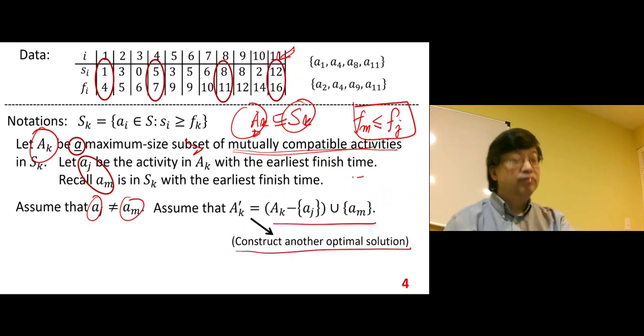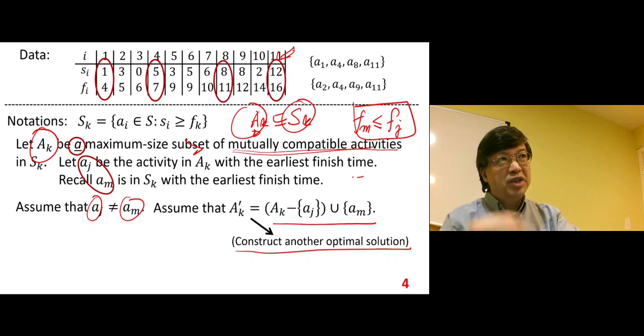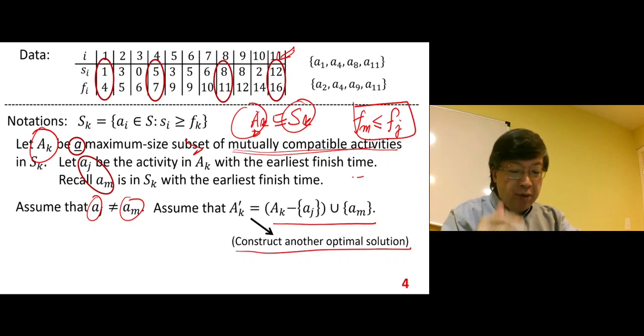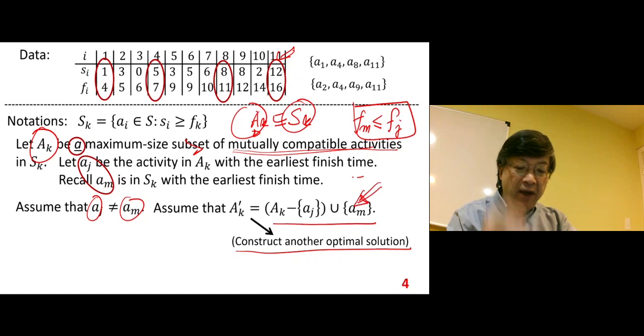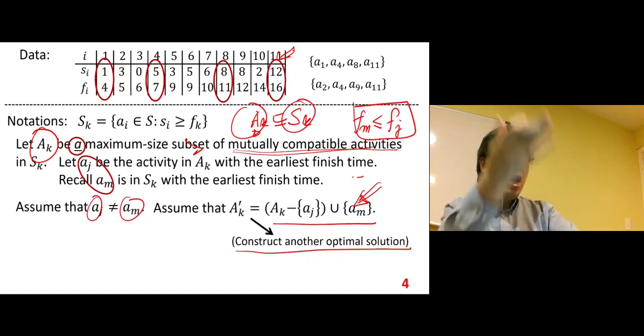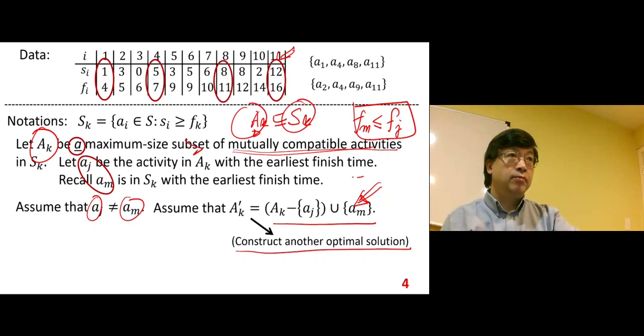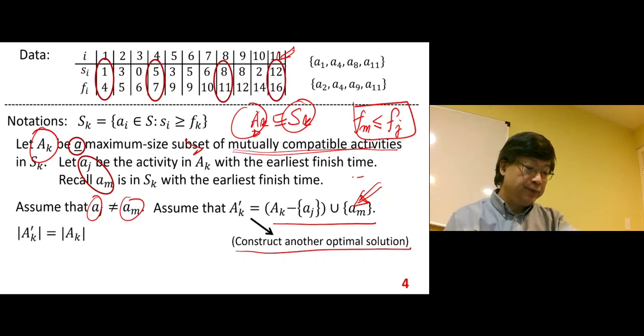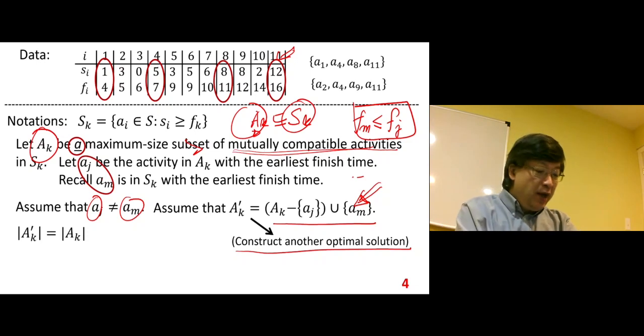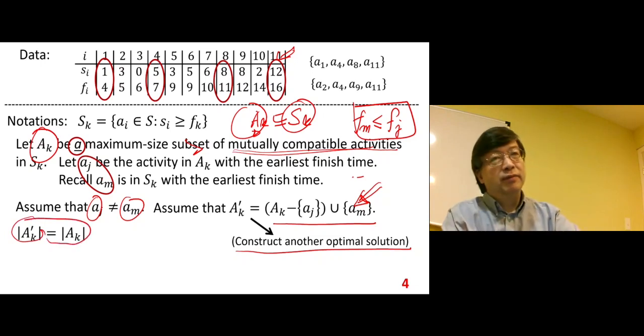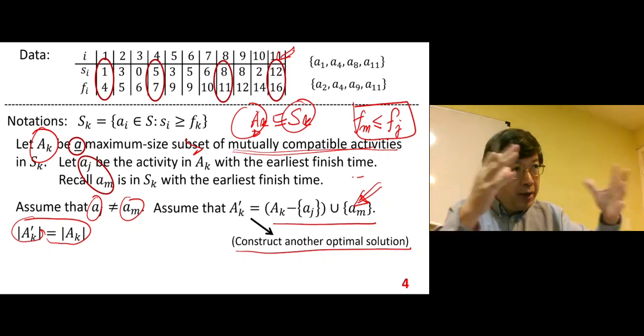This way, we just try to get another optimal solution containing a k. Because our claim is there is one optimal solution containing a k. So we just do that. First, A prime k and A k, these two sets have the same cardinality. Cardinality, number of elements in the set. So we call it cardinality. They have the same cardinality.